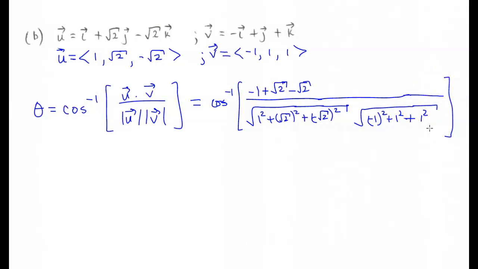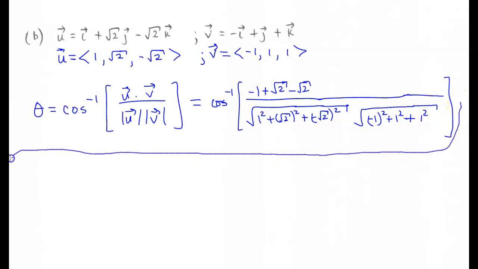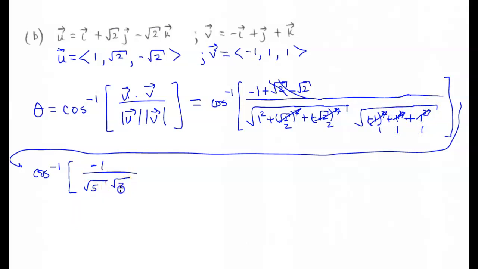Okay. So now all that's done, we can do our calculations here. Cosine inverse of course, this square root of 2 and that minus square root of 2 cancel to 0. So we just have a -1 here. Have square root of 1 plus 2 plus 2. So 1 plus 2 plus 2 is going to be 5. And here we have 1 plus 1 plus 1. So that'd be square root of 3. Which is just cosine inverse of -1 over square root of 15.